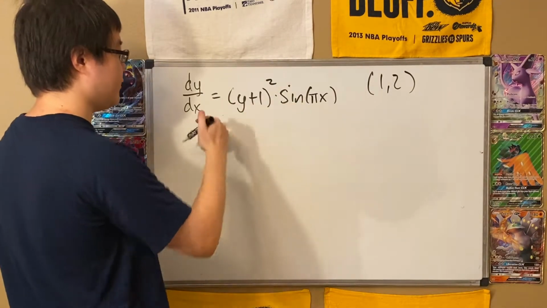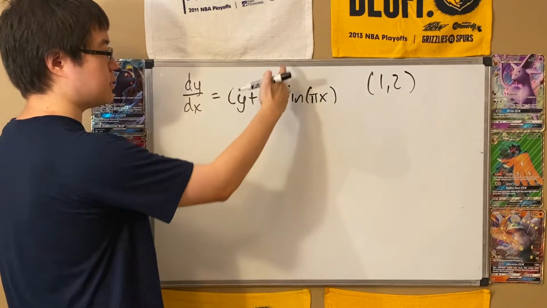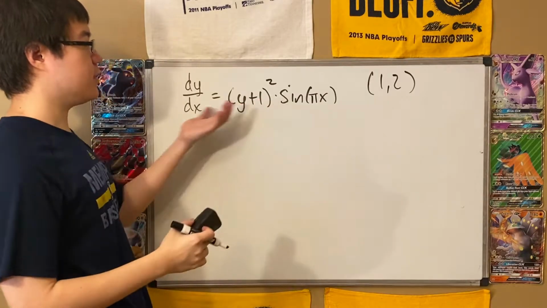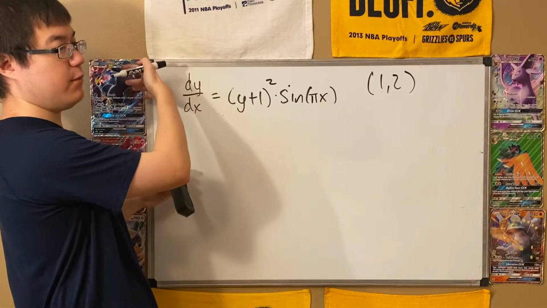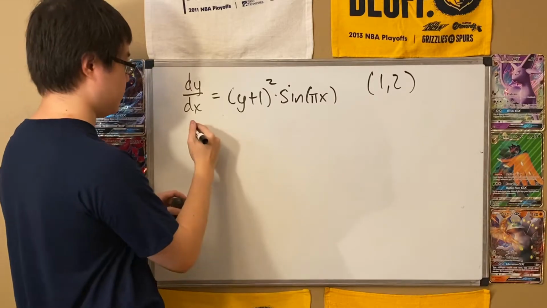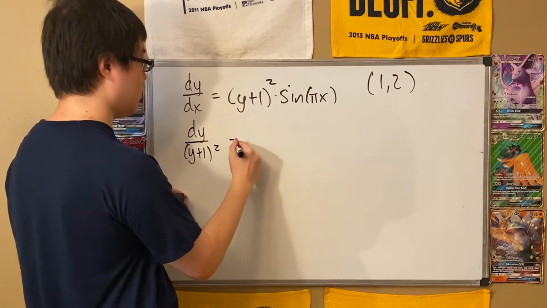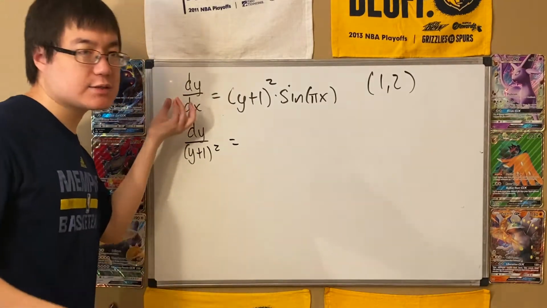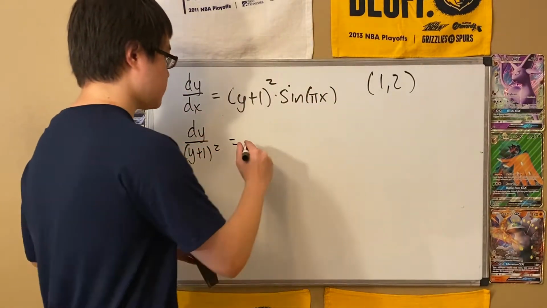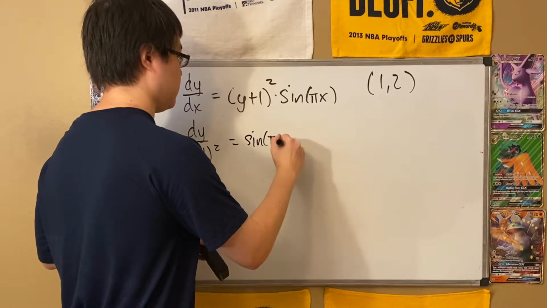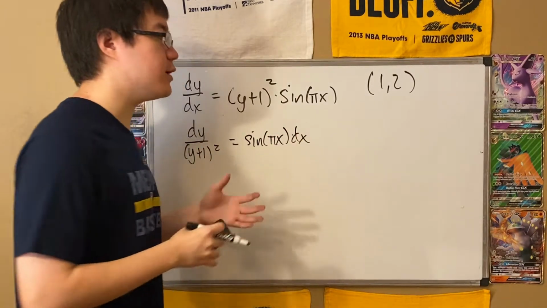So it looks like when we divide this over, we want to divide this y plus 1 squared to the other side. And if we get it to the other side, notice that we're not multiplying y plus 1 squared, we're dividing by y plus 1 squared. So it's going to be dy over y plus 1 squared. Then this integral, while we have a dx, we need to bring the dx over. So it's going to be sine of pi x times dx. So this is my separate step.